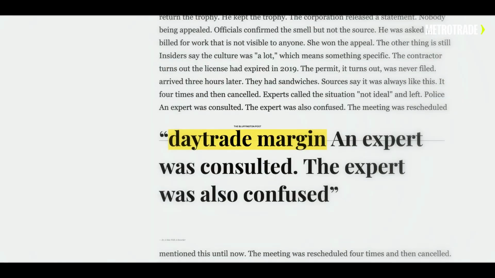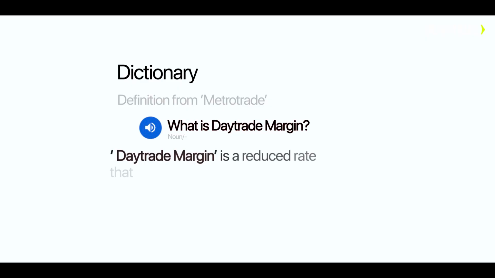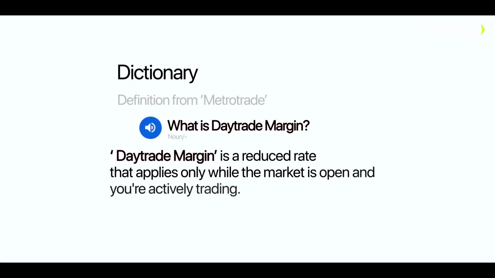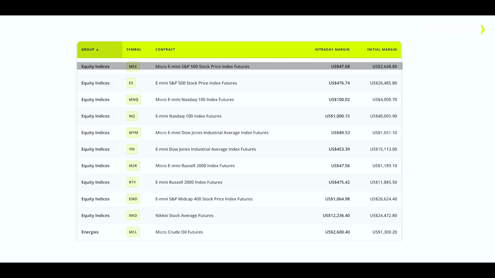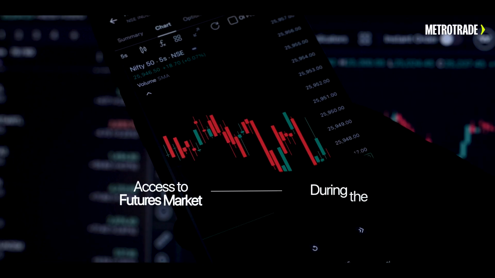Many brokers also offer intraday margin, sometimes called day trade margin. This is a reduced rate that applies only while the market is open and you're actively trading. Intraday rates can be significantly lower than the exchange set initial margin. For example, at MetroTrade, the intraday margin on the micro S&P 500 contract starts at only $50. That lower requirement gives traders with smaller accounts access to futures markets during the trading session.